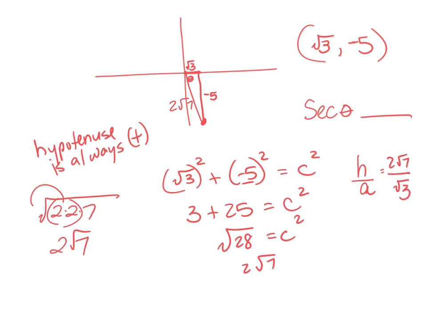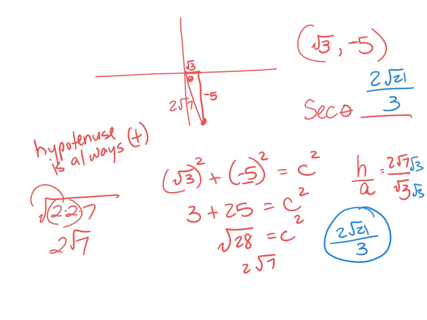This is a little uglier, right? What can't you have in the basement? A radical. So we multiply, I'm going to change color here, by √3 over √3, and that is going to be 2√21 over 3 is the answer. Because √7 times √3 is √21, and √3 times √3 is 3. Now we have to decide on a sign. All students take calculus. So who's positive in this quadrant? Cosine and sine. And secant.